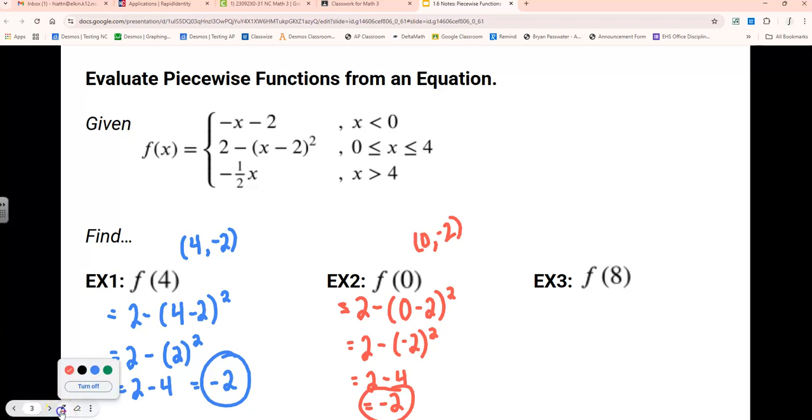Okay, last one here. I've got 8. So for this one, Jose, which function would I need to use for 8? The top one, the middle one, or the bottom one? That bottom one, because 8 is greater than 4. So I'm going to do just -1/2 times 8. Whenever you're multiplying by a fraction like that, it's just finding half of 8. So we're going to get -4 for this.